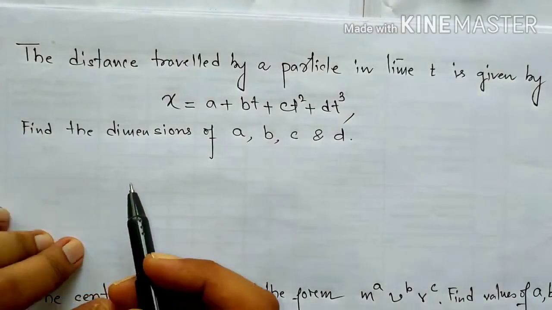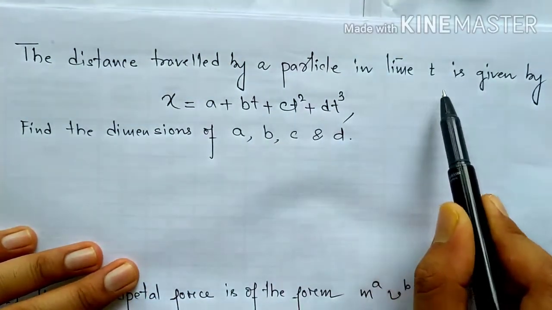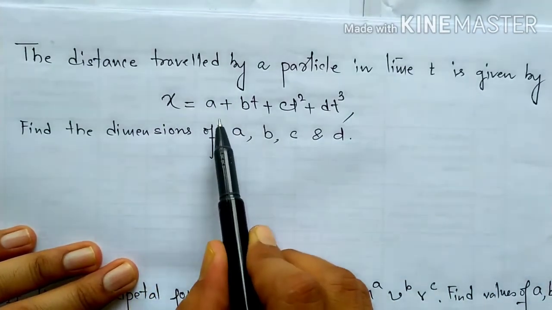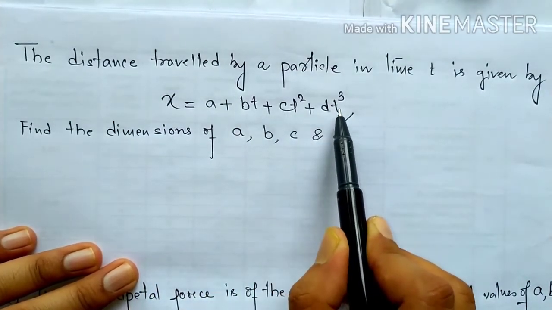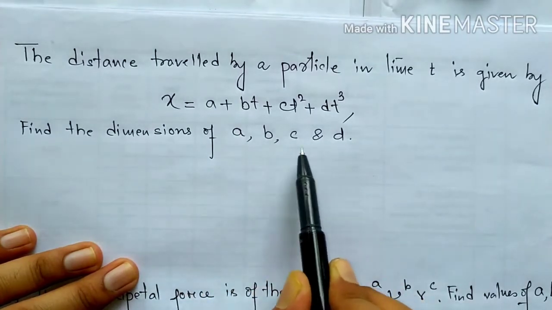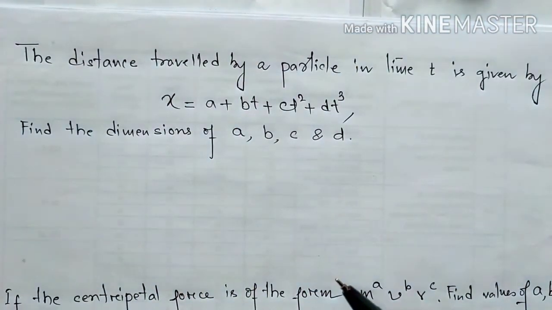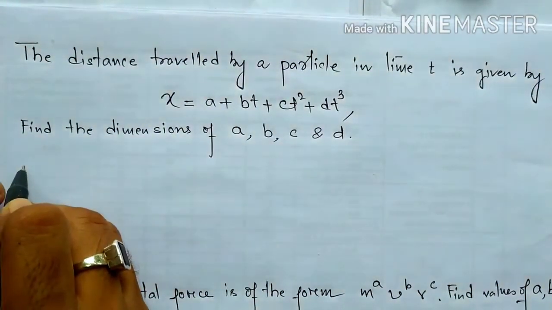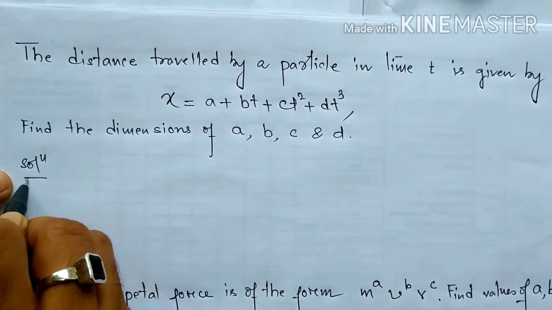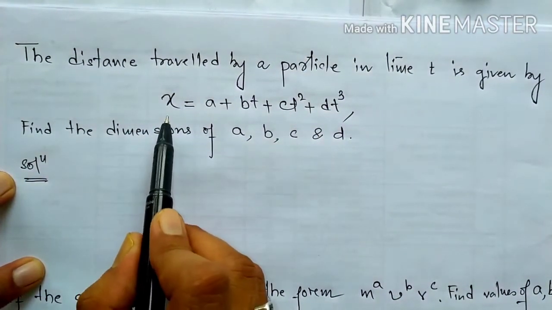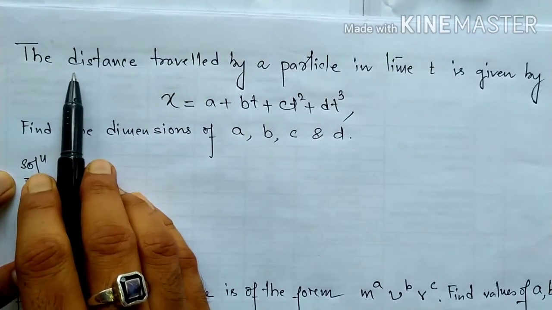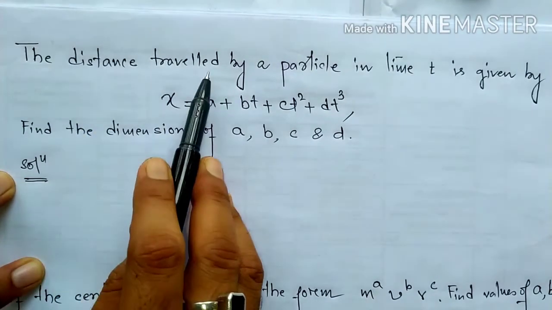The problem says the distance traveled by a particle in time t is given by x equal to a plus bt plus ct square plus dt cube. Find the dimensions of a, b, c and d. Fine. So solution. Now here x, you see it is told that x represents the distance traveled.